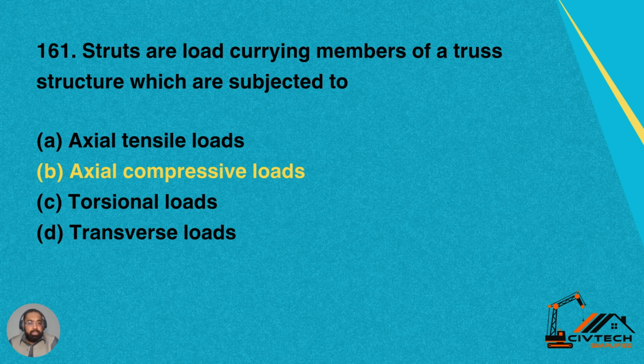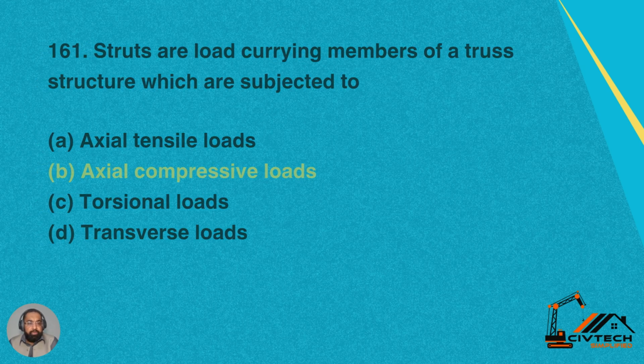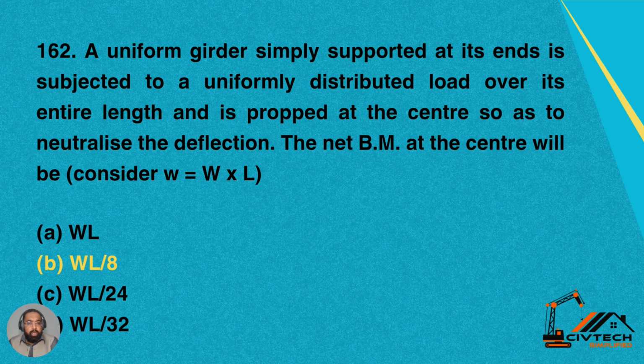Question 161. Struts are load-carrying members of a truss structure which are subjected to option A, axial tensile loads, option B, axial compressive loads, option C, torsional loads, option D, transverse load. So struts are the members, whether it is in truss structures or in frame structures, which are subjected to axial compressive loads. So B is the correct option for this question.